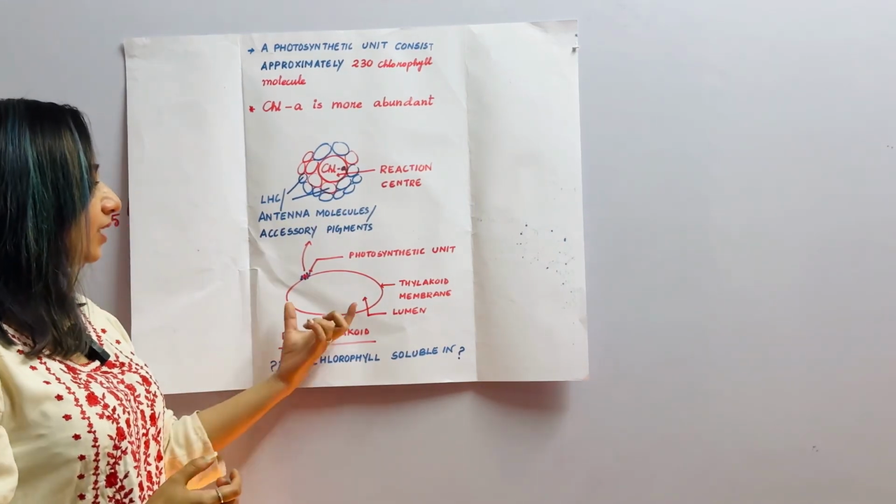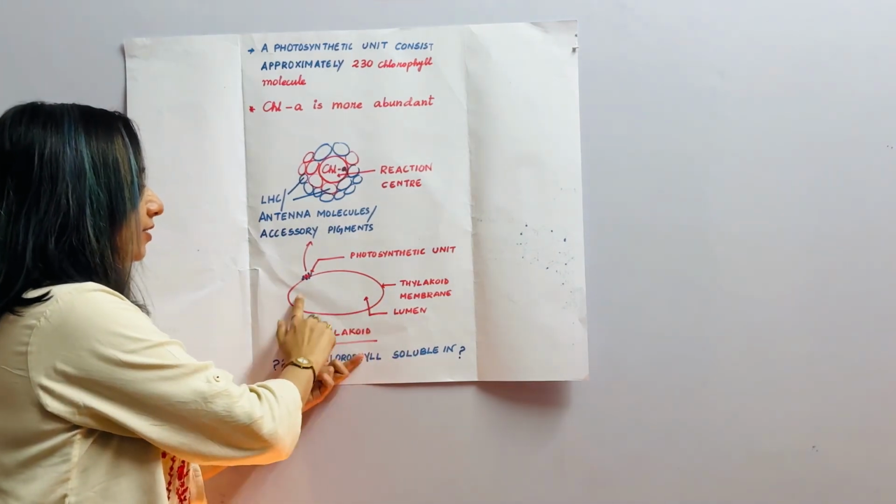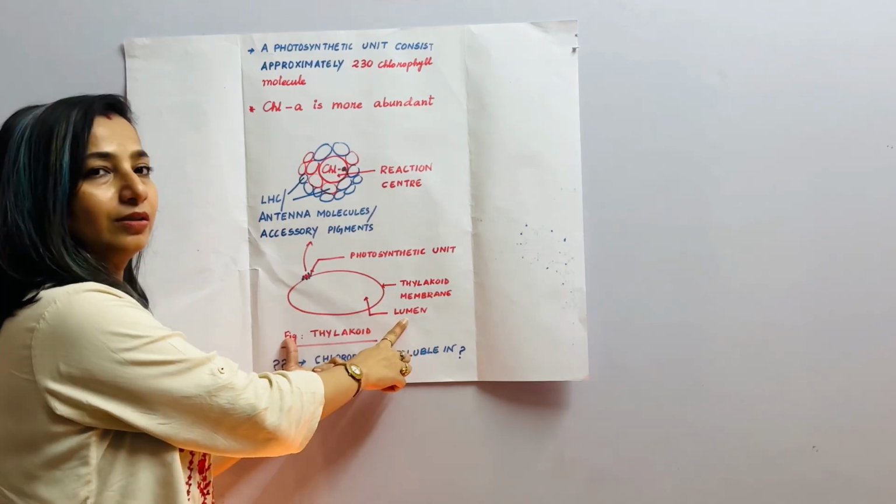Clear? Now if you remember, this is the thylakoid. This is the membrane of the thylakoid. The inside of the thylakoid is called what? Lumen. Okay.